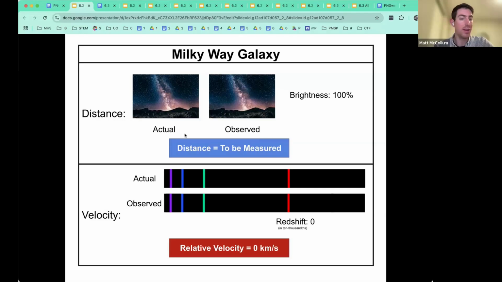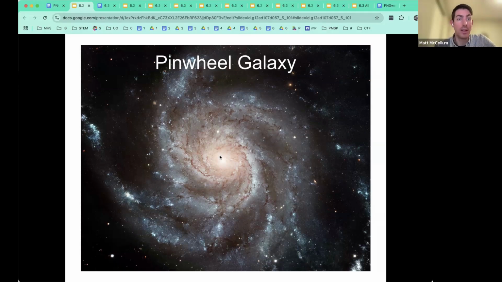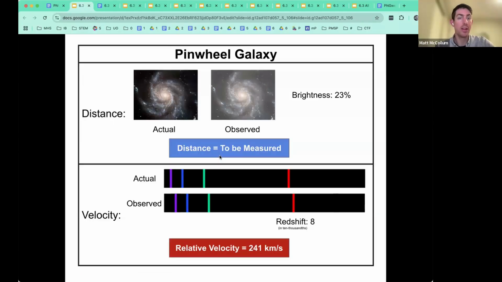And velocity is the relative speed, so it's given to them. There's a redshift that happens, which students don't know what redshift is yet. That's one of the stations. Another example, the Pinwheel Galaxy: you can see its brightness, it's dimmer, it's further away, the same way a flashlight is dimmer when it's further away. We've got this relative velocity, and you can see there's some redshift going on. Again, students don't know yet what redshift is, but that is on purpose. That's one of the stations.